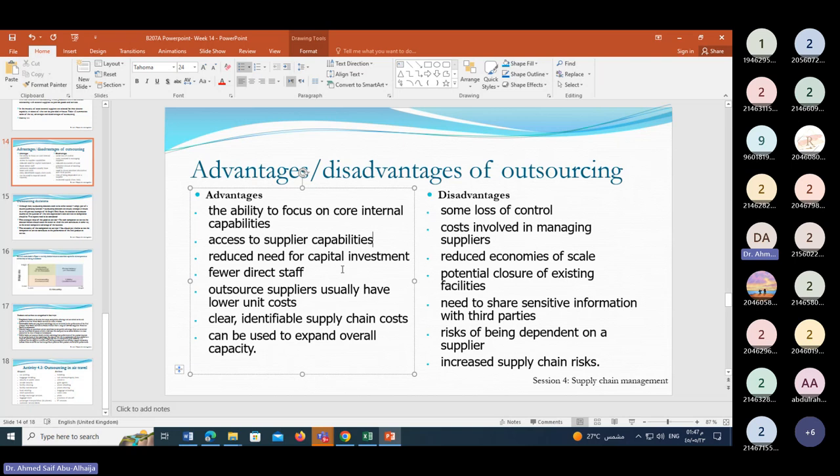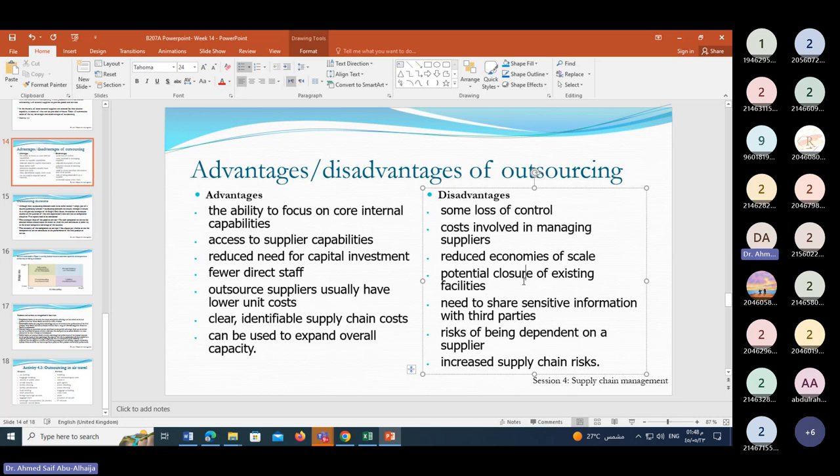Fewer direct staff. And as you know, some companies can do it in an efficient way. This means lower cost. So let's depend on them because they know how to do it. Okay, so actually, these are the advantages. But also, we have the disadvantages.